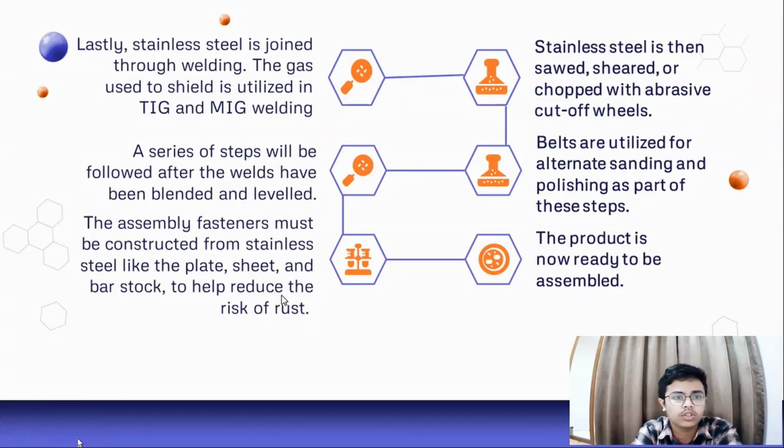Lastly, stainless steel is welded, usually with TIG and MIG welding. Stainless steel is then seared or coated with abrasive cut-off welds. Welds are utilized for alternative sanding and polishing as part of the steps. A series of steps will be followed after the welds have been blended and leveled. The assembly fasteners must be constructed from stainless steel, like the flat sheet and bar stock, to help reduce the charge. The product is now ready to be assembled.